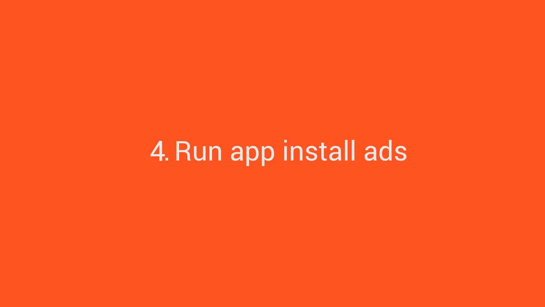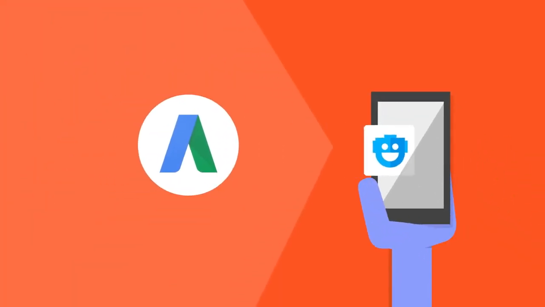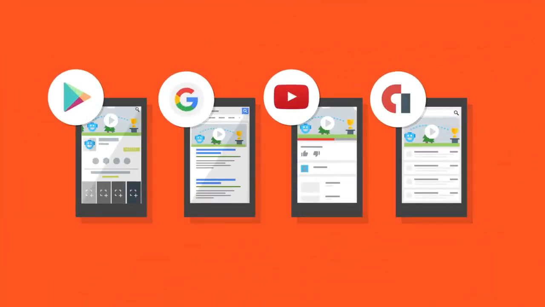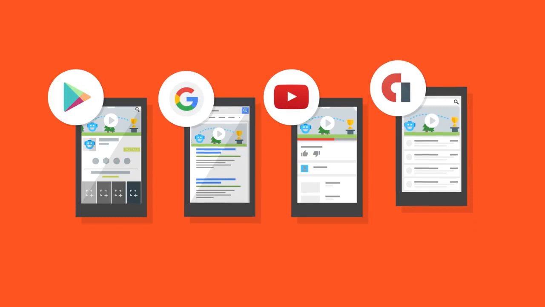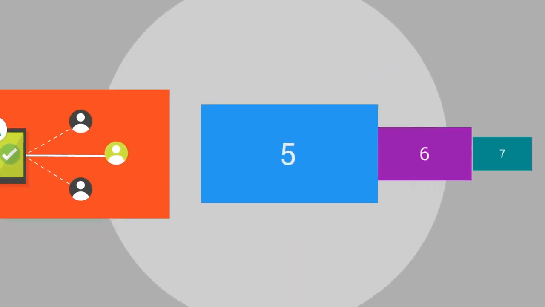Run app install ads. AdWords is a powerful and effective way to promote your app to interested users when they spend time on phones and tablets. With app install ads on Google Play, Google Search, YouTube, Gmail, within apps, and across the web on the Google Display Network. You can also use Conversion Optimizer to automate your bidding so that your ads target users who are most likely to install your app.